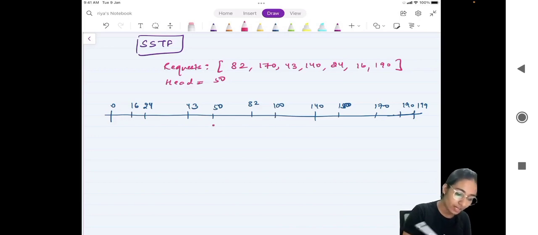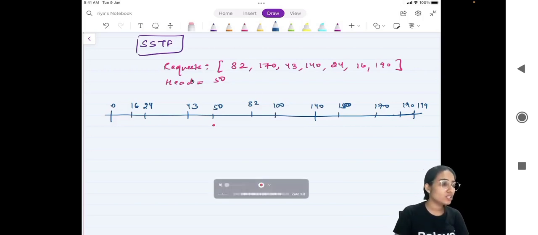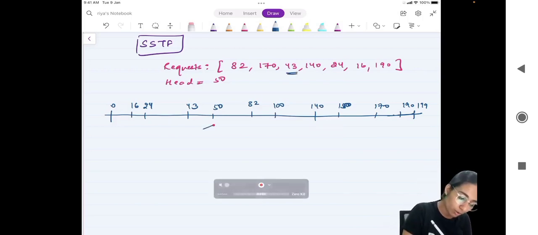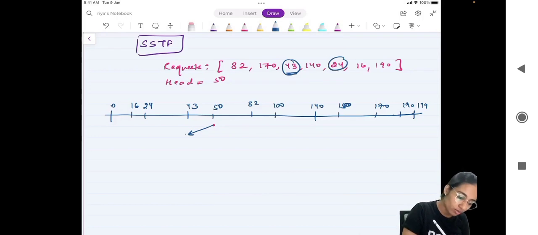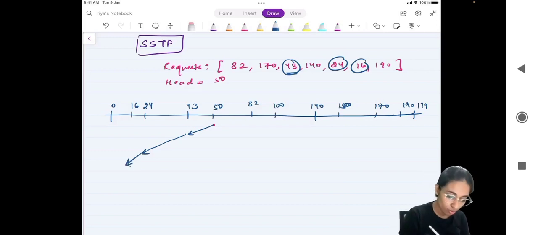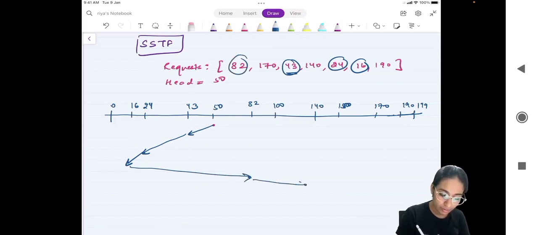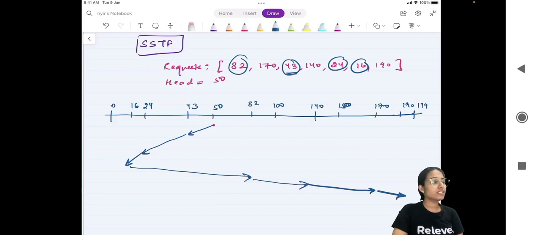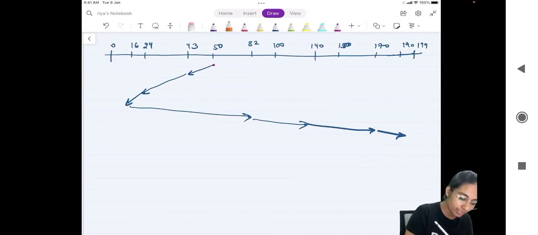Okay. Now what happens over here is we process the requests. We start at 50, and we first try to process the request which is for 43. So we process 43 first. This is done. Then we try to process the request 24. So we process this. Then we try to process 16. From 16, we go back all the way to 82. Then we go all the way to 140. Then we go all the way to 170 and then 190. Okay. So this is how shortest seek time first works. And what will be the total seek time?